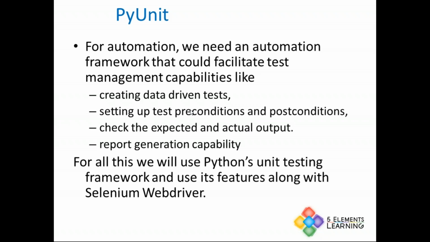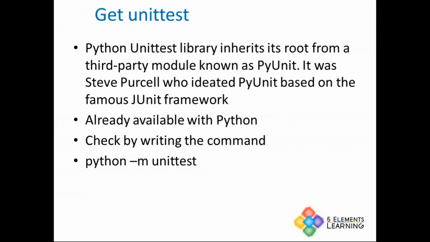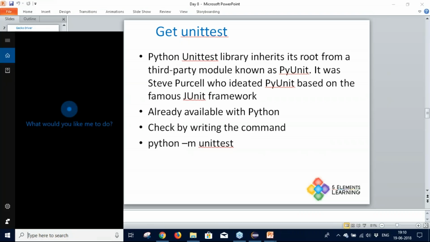So for an automation framework to facilitate test management capabilities like data-driven test, setting up test pre-condition and post-condition, having expected and actual output validation, and report generation facility, we basically require a unit test framework as it comes with this feature set. So the library which we are going to use is the unit test library. Generally, this library is already available to us within the Python installation as well.